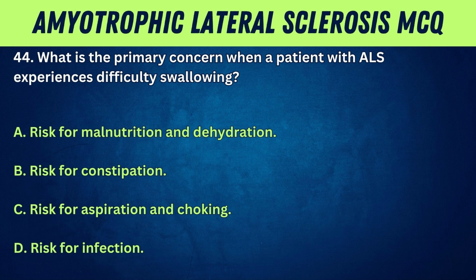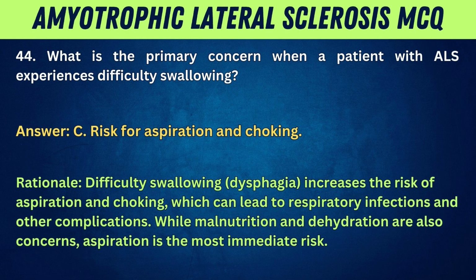44. What is the primary concern when a patient with ALS experiences difficulty swallowing? A. Risk for malnutrition and dehydration. B. Risk for constipation. C. Risk for aspiration and choking. D. Risk for infection. Answer: C. Risk for aspiration and choking. Rationale: difficulty swallowing, dysphagia, increases the risk of aspiration and choking, which can lead to respiratory infections and other complications. While malnutrition and dehydration are also concerns, aspiration is the most immediate risk.